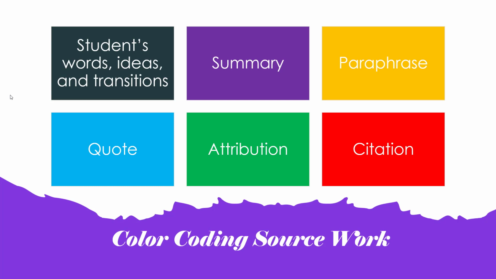So these are the colors that everything is going to be. If it's the student's words, it's black; summary is purple; paraphrase is yellow; quote is blue; attribution is green; citation is red. I'm going to be going over these as we go through the paragraph, but if it's helpful for you, you can go ahead and pause right now and write down your little color legend, what each of these 6 colors mean, on a piece of paper or on a Post-it note so that you can remember what they are as we go to the next slide.